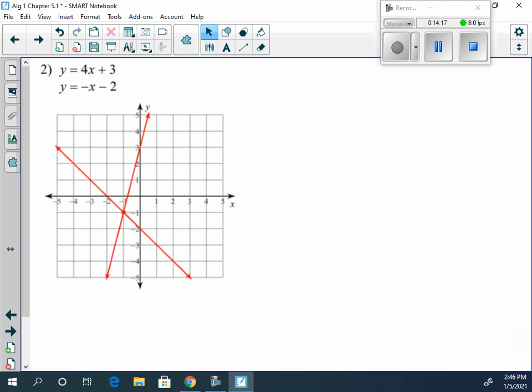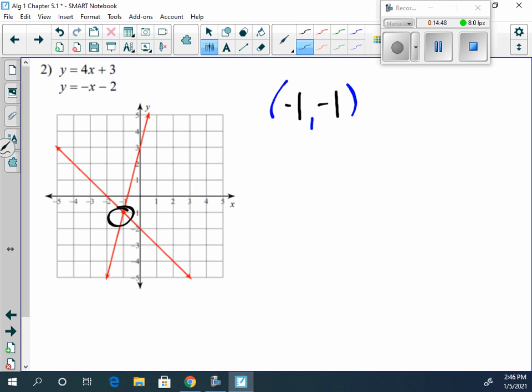Let's look at the next one. So again, we're trying to find the point x comma y where these two lines intersect, where these two lines cross. And well, again, they gave us a nice little graph. Well, here they cross right down here. So what's the x and y value of that point? And negative 1. And that's it.